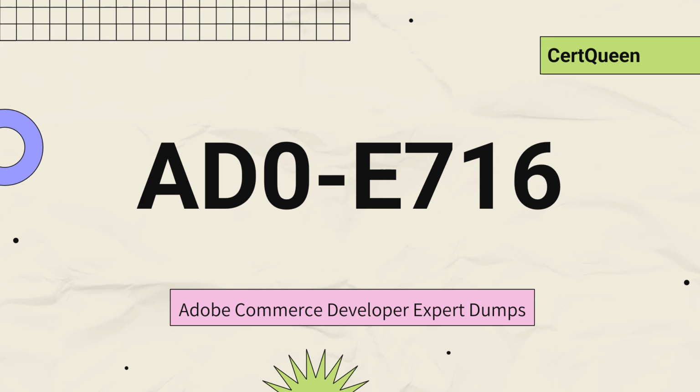The AD0-E716 Adobe Commerce Developer Expert Exam is a certification exam that tests your knowledge and skills in developing and implementing Adobe Commerce solutions. The exam is designed for experienced developers who have a deep understanding of Adobe Commerce and its features and capabilities. Share some Adobe AD0-E716 exam practice questions here.